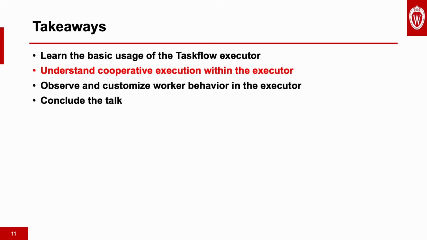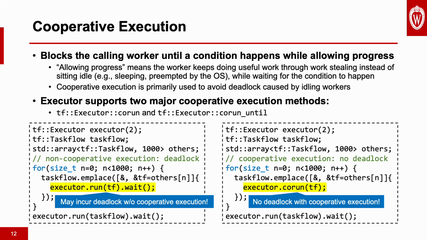Now, we are going to understand another important concept of Executor, the cooperative execution. Cooperative execution is an executor function that blocks the calling worker until a condition occurs while allowing progress. By allowing progress, we mean the worker keeps doing useful work while waiting for the condition to happen, instead of sitting idle, like sleeping or being preempted by the operating system.